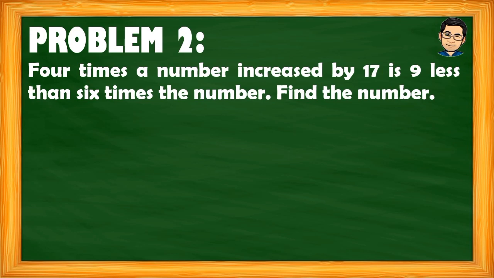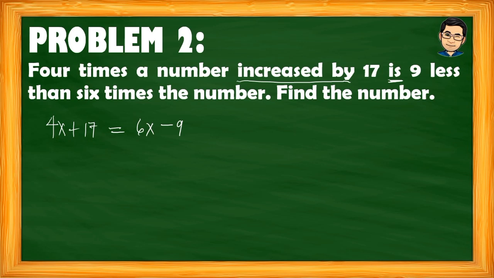So, dito muna tayo sa first words natin. Ayan, 4 times a number increased by 17. So, 4 times a number increased by 17, that is 4x plus 17. Increased by, ibig sabihin, the operation is addition. And then, we have there the word is, indicating na equal. And then, 9 less than 6 times the number, that is 6x minus 9. So, ayan na po yung ating equation. And then, we will solve now for the value of x.